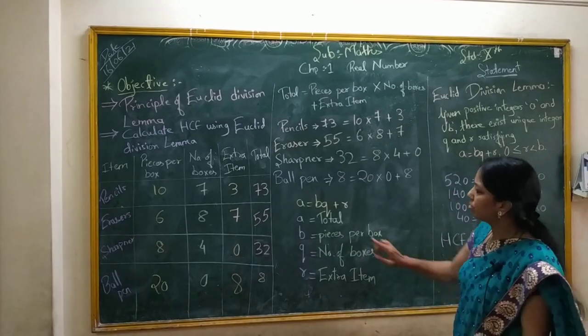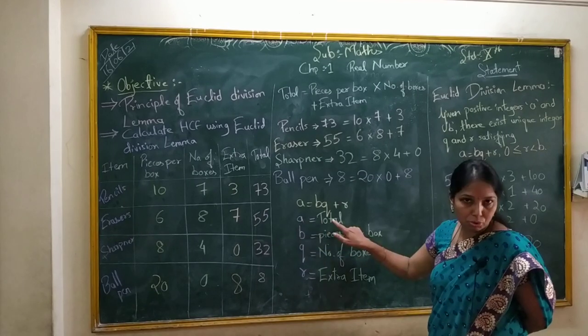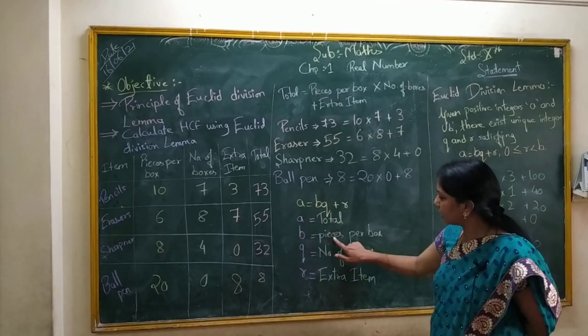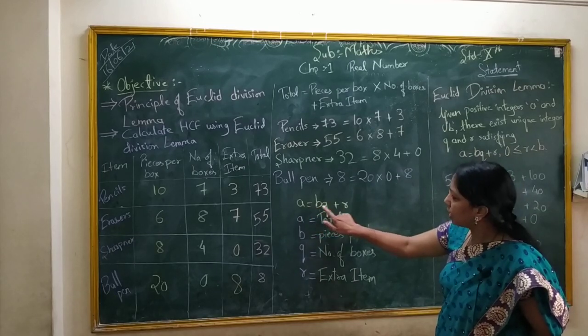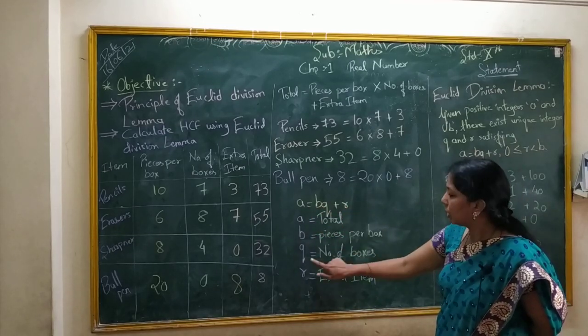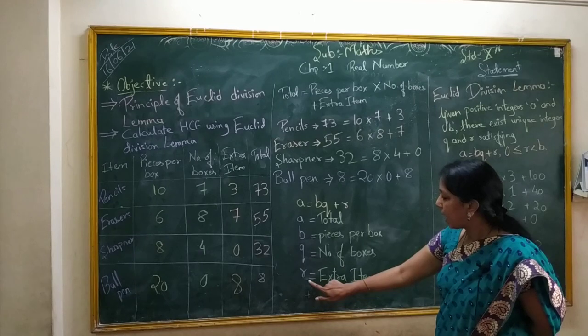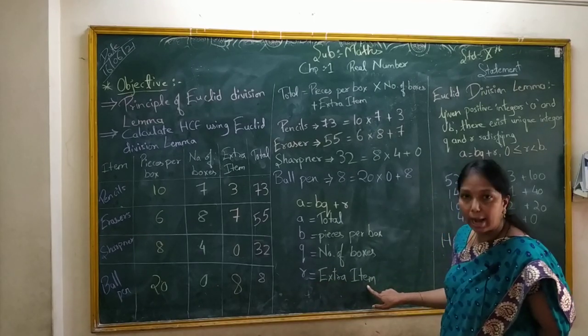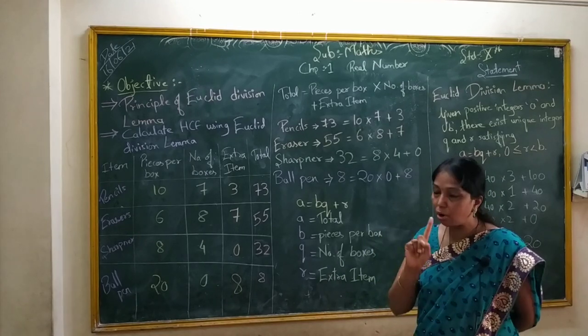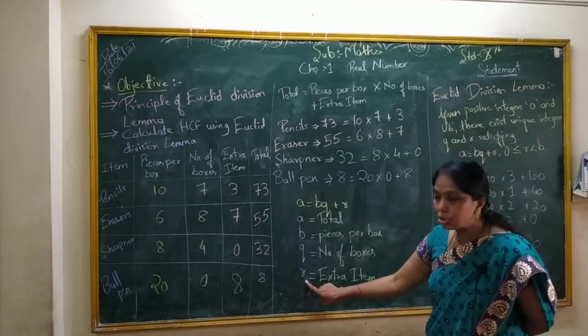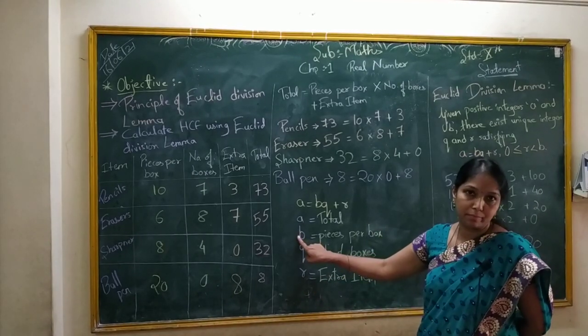Now suppose we assume A as the total and B as pieces per box. Then we get A equals BQ plus R, where Q is the number of boxes and R is the extra items. Here Q and R can be 0, but always keep in mind that R should be less than B. Okay?